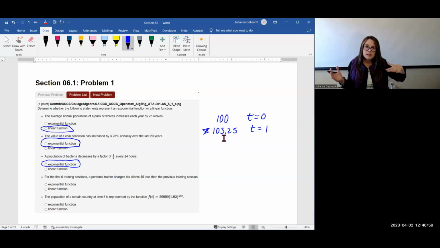And then the next one will be 65. And the next one will be 60. He's subtracting 5 each time. It's the same amount every time. Whereas in these over here, it's a different amount each time.